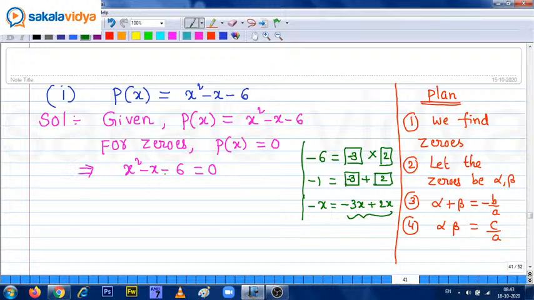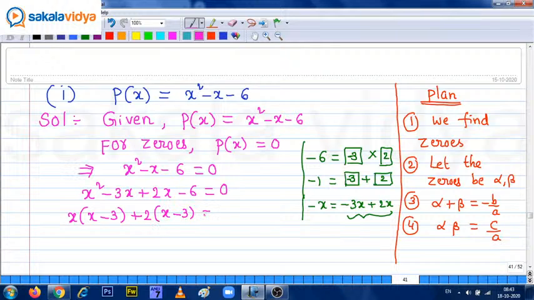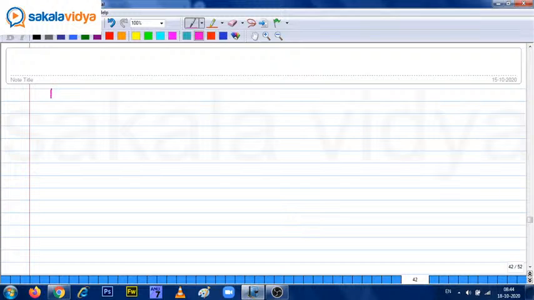So we write the middle term like this: x square minus 3x plus 2x minus 6 equals 0. From the first two terms, let us take x common. We have x minus 3. Take 2 common from the next two terms. So we get 2 times x minus 3 equals 0. Take x minus 3 common out. We have x minus 3 times x plus 2 equals 0. As the product of two numbers is equal to 0, either the first term or the second term or both may be 0.